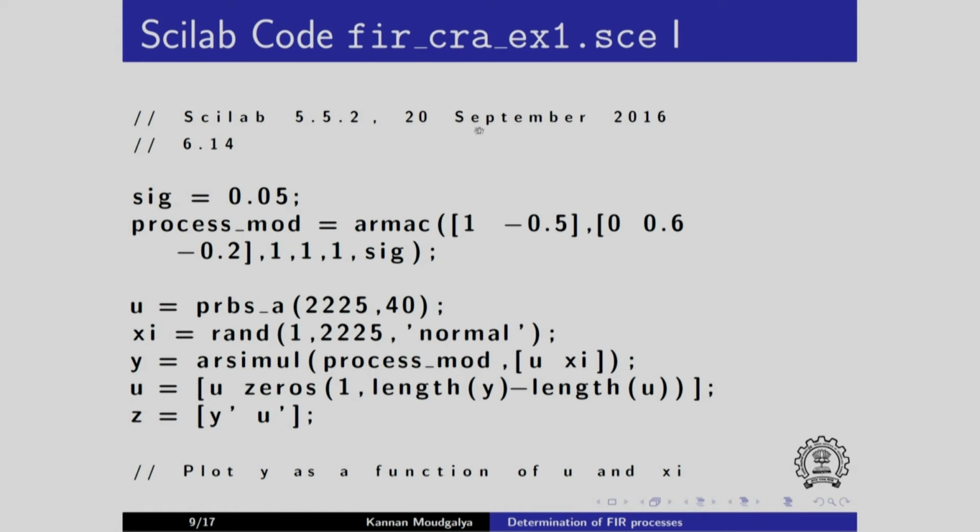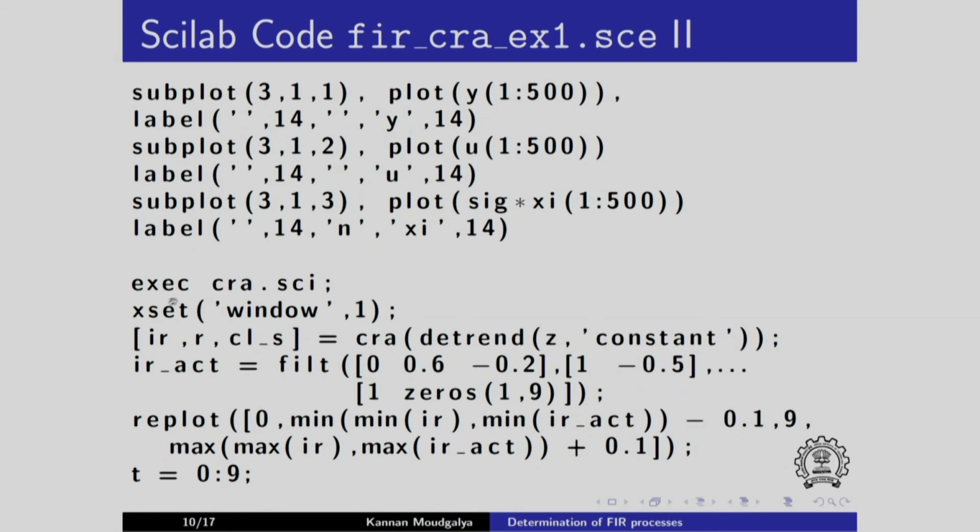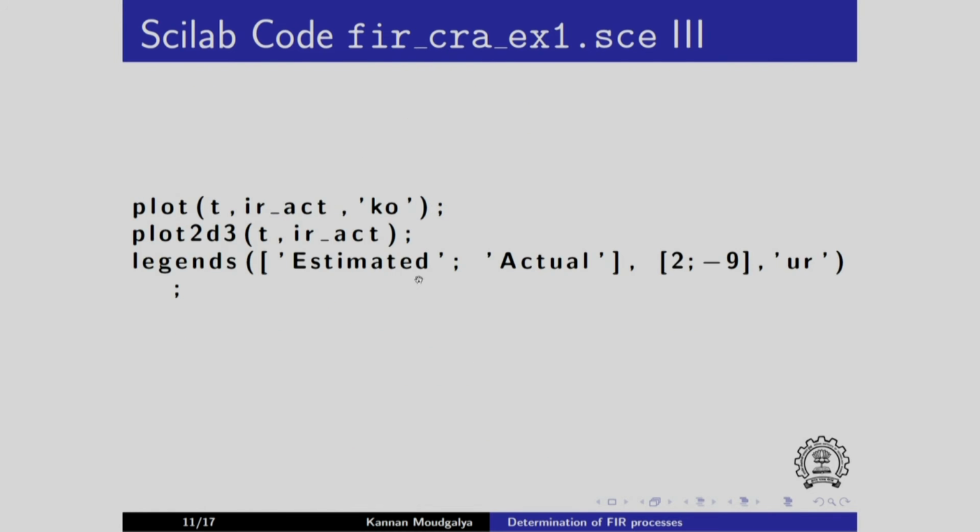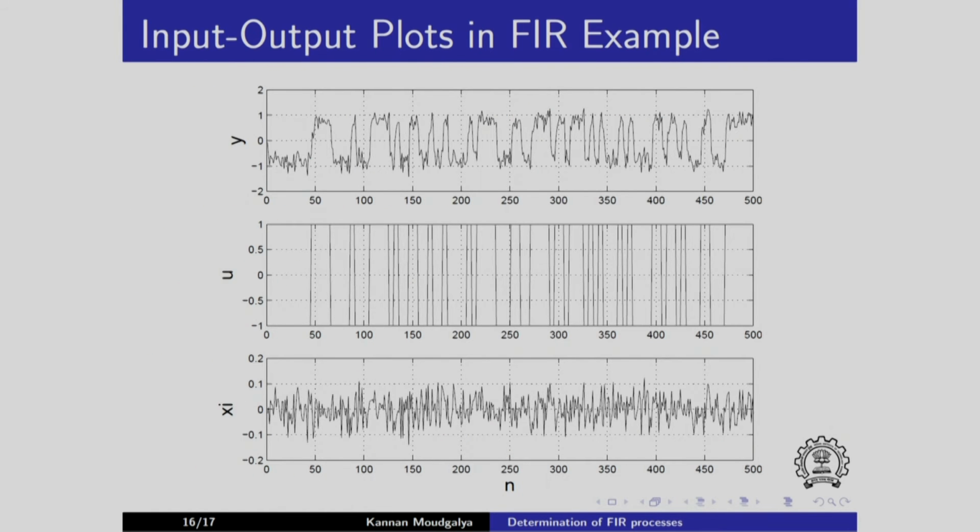Here is the Scilab code given. It's in a file FIR_CRA_ex1.sce. It makes use of Scilab built-in function called RMAC. It also uses CRA.sci, which is given here. So with the help of all this, you can get this C and U. Notice that U is a PRBS signal. It takes values of -1 or +1, whereas C is white noise, and you get the corresponding plant output here.